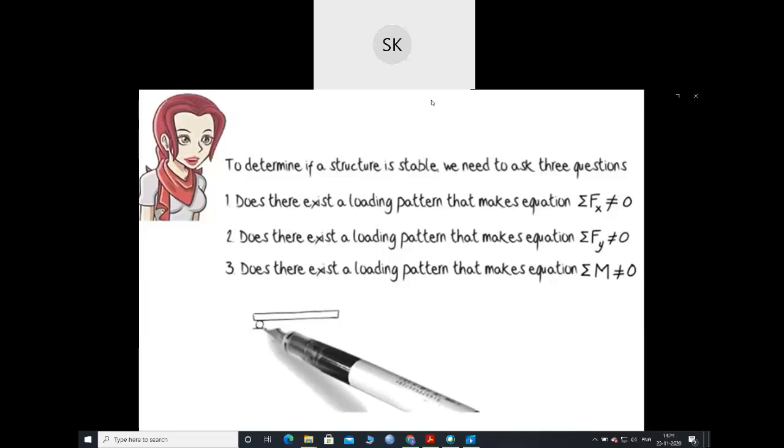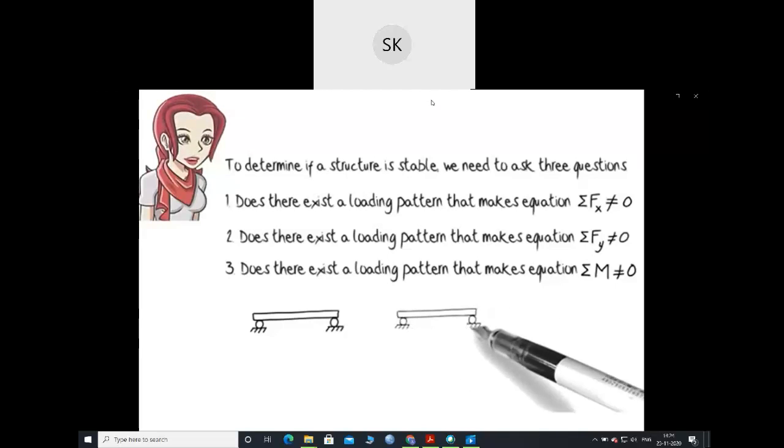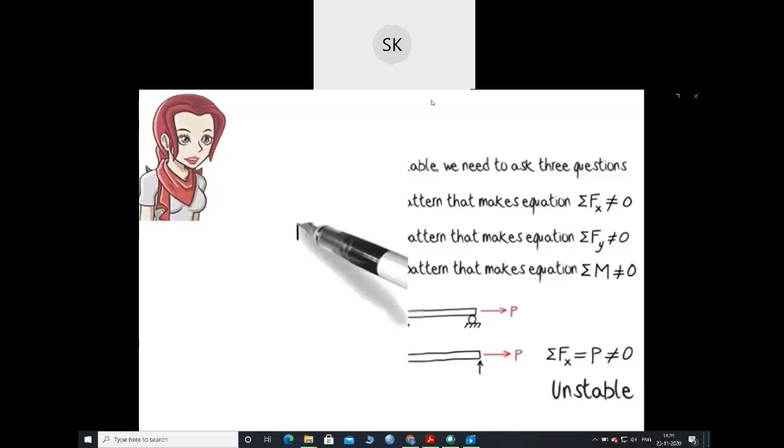Consider a simple beam resting on two rollers. Here, equation sum of the forces in the x direction equals 0 cannot be satisfied if a non-zero force is placed on the beam. Why? Because summing the forces in the x direction gives us P. Since P is not 0, then the sum cannot be 0. This implies the structure is unstable.